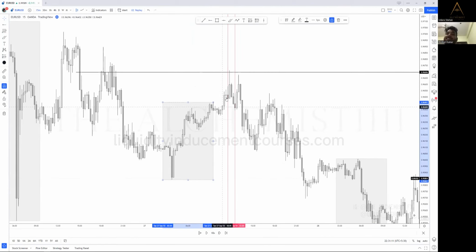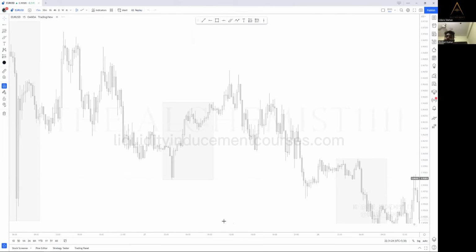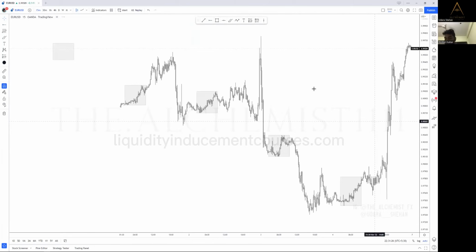Asia, false run in the opposite direction. At this time of the day, what happened? Tapped right into the 4 hour rejection block. There comes the drop. Okay, so you understand that setup, right? I hope it was clear. Okay, so on Euro USD, it works like magic for some reason.